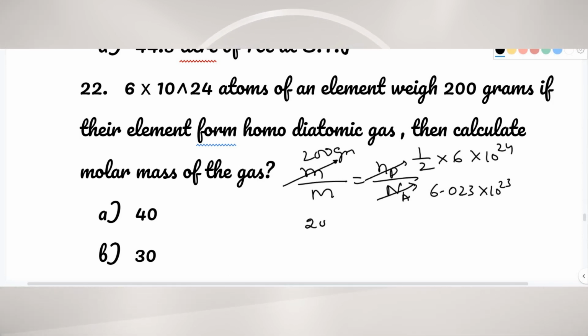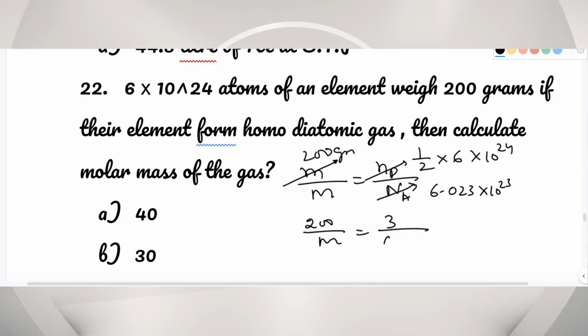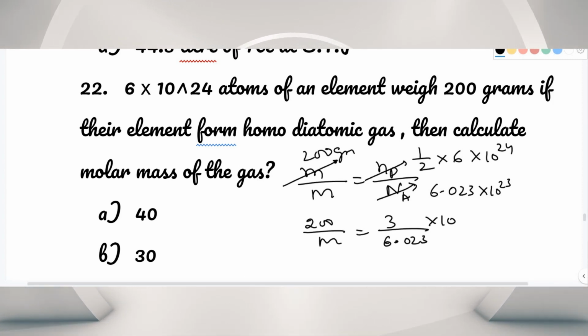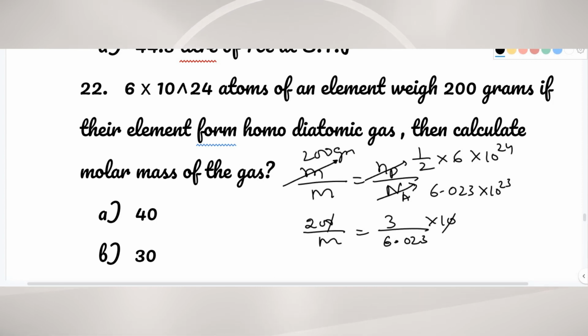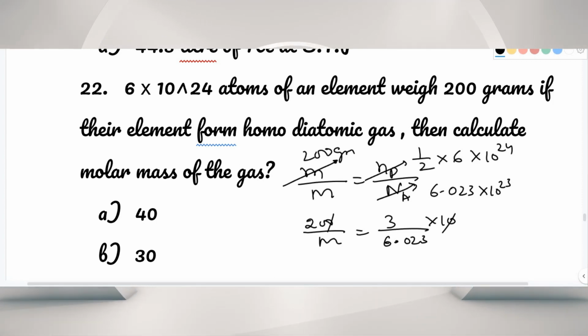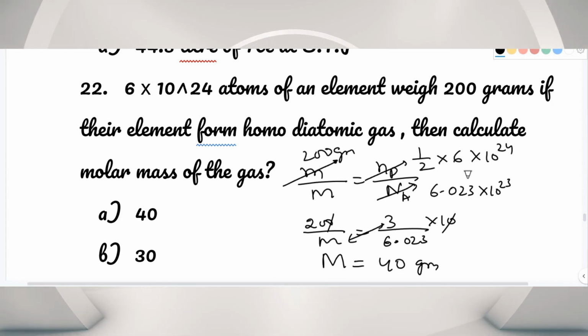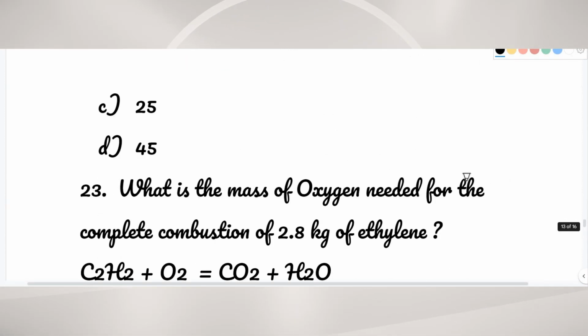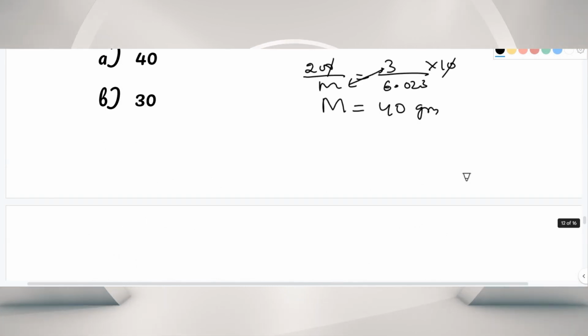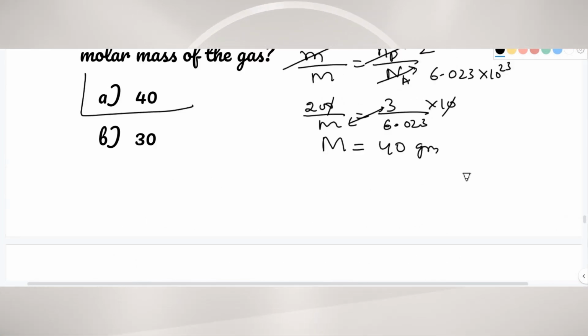Okay, so 200 by molar mass is 3 upon 6.023 into 10 to the power 10. That's all. You can cancel this. So you just do a simple cross multiplication and you get your answer. Molar mass is 40. Molar mass always comes in terms of grams, that you remember. Oh, I got 40, and the 40 option is there, the first one.